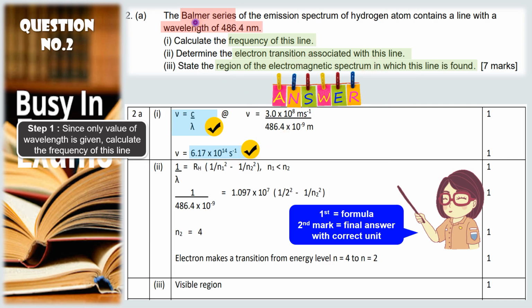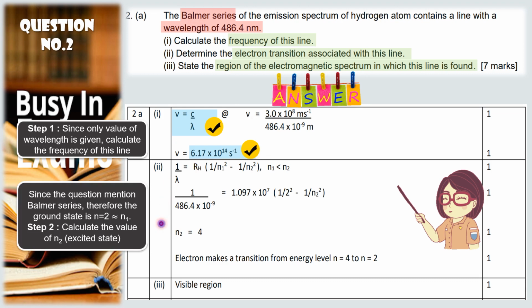Alright, next, determine the electronic transition associated with this line. Alright, so we know that this is the Balmer series, and the ground state for Balmer series is n equals to 2. So n equals to 2 refers to n1. Why? Because n1 should be smaller than n2. So n2 here refers to the excited state. So for this question, first of all, we have to calculate n for the excited state, n2. Since the question gives you the wavelength, it is safe if you use this formula, the Rydberg equation.